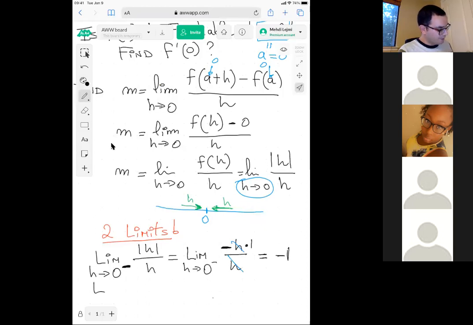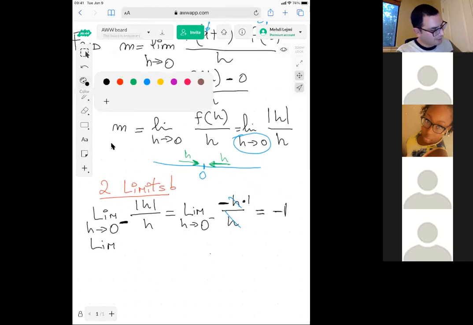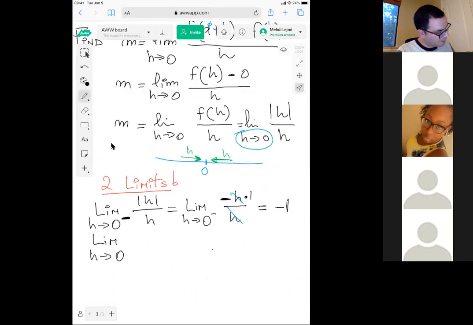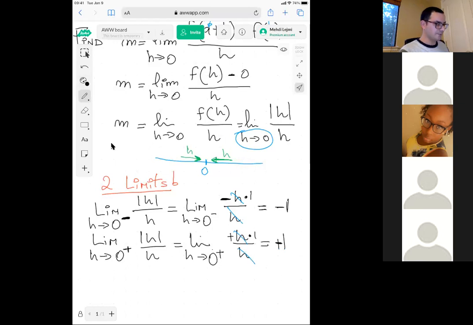And the other case is when h approaches 0 from the right. So this limit would be h going to 0 plus of the absolute value of h over h. In this case, if h approaches 0 from the right side, then h would be positive. So the absolute value of h would be positive h, and this would be h over h. Of course, the h cancels out, so it's just positive 1.